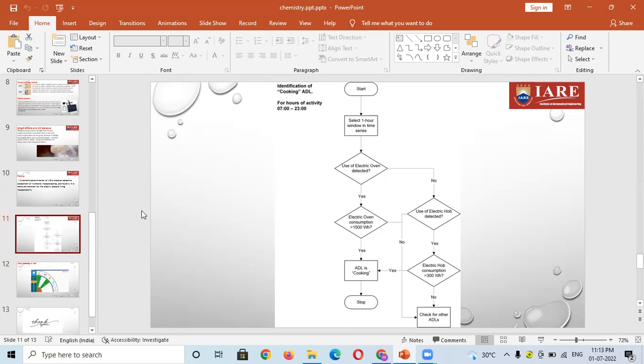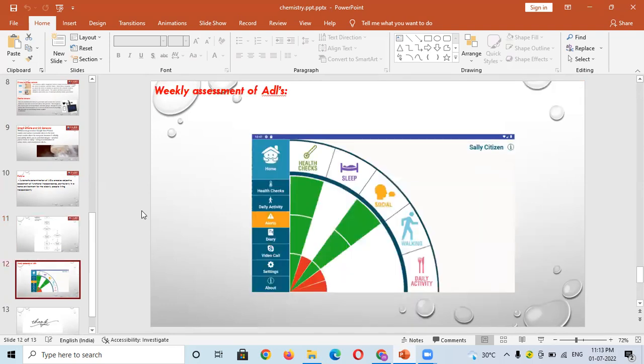It shows the consumption of power in watts for cooking, automatic cooking. So this is a picture that represents the assessment of ADLs, the activity in our day-to-day life in our home. So health checks, sleep, social media, walking, daily activity. These five can be determined by these sensors.